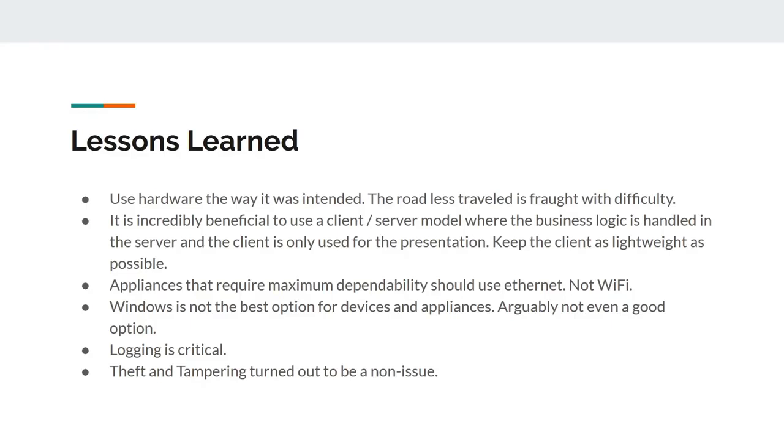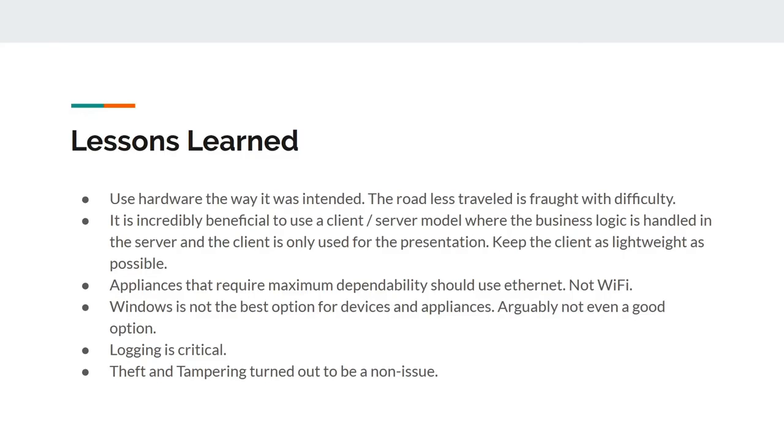So, that allows for flexibility in the future, like we could write maybe a smartphone app or something like that for clocking in. Just a lot of possibilities, and I've been really pleased with that architectural decision, keeping the client as light as possible.